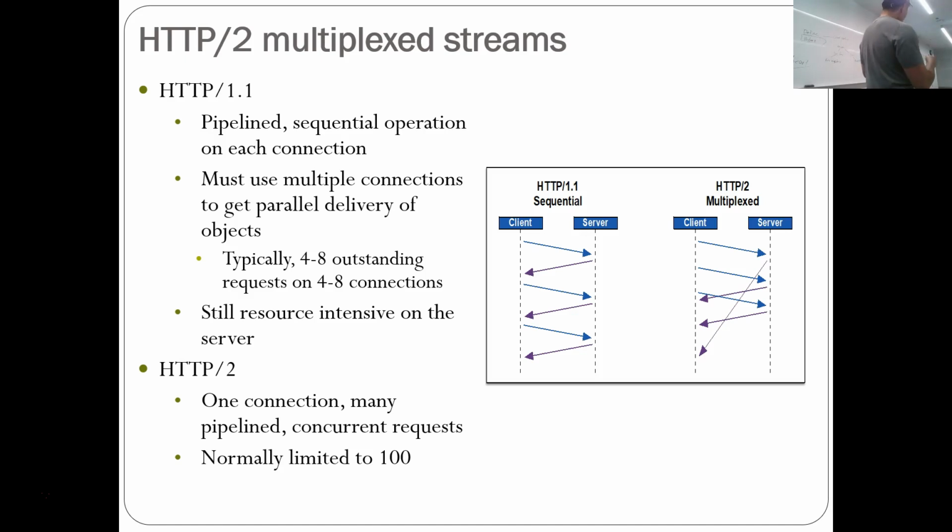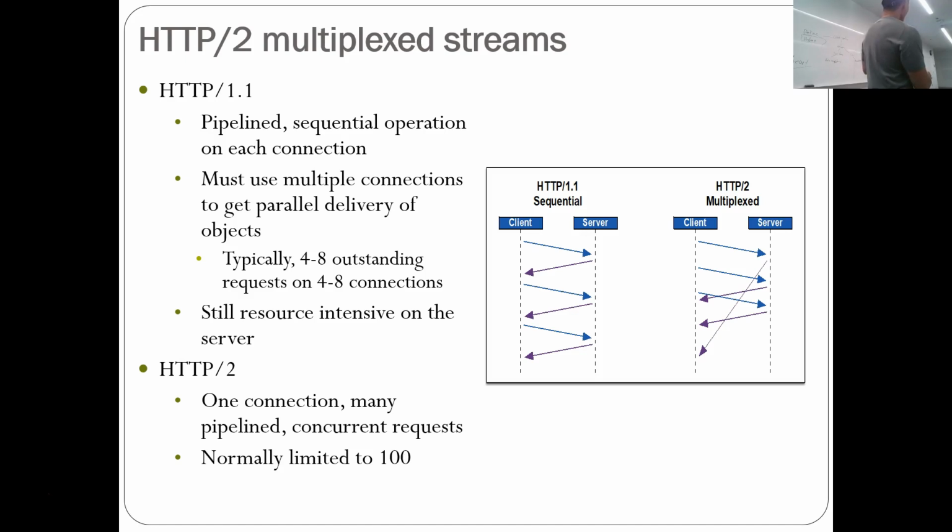So you want one connection and many pipelined concurrent requests. In this case, in HTTP2, you're limited to 100. So if you have more than 100 embedded objects on your page, then you'll incur another round trip time. But if you only have 100, you can say, I want all these 100 objects. And what happens is HTTP2 will say, give me all 100.